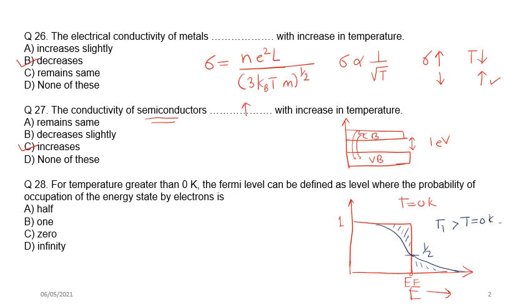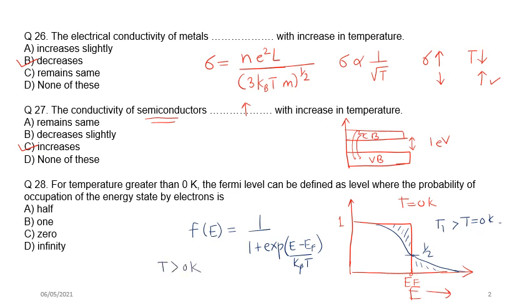Now let's see it by the Fermi distribution function, which is f of E, equal to 1 upon 1 plus exponential raised to (E minus EF) upon k_B T. So we have to see the question again. For the temperature greater than 0 Kelvin, okay, so temperature is greater than 0 Kelvin, that is given.